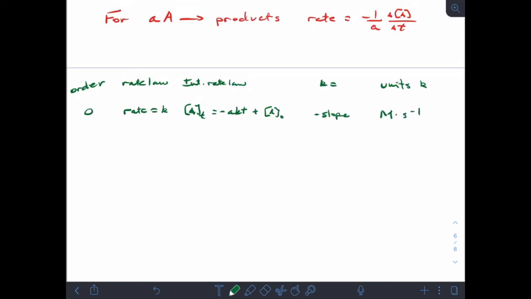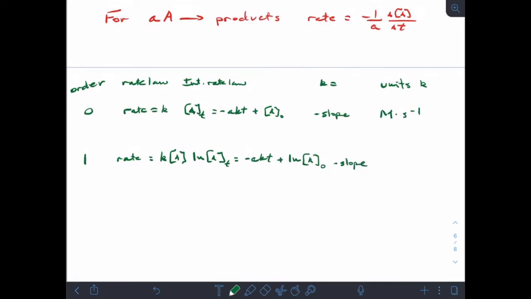Okay, and I'll make a separate piece of the table just to show the half-lives, because I don't have enough room on my screen. First order, the rate equals k times [A]. The integrated rate law: natural log of [A] at time t equals negative kt plus natural log of [A] at time 0. k will also be the negative slope from the graph, and our units of k will just be inverse seconds.